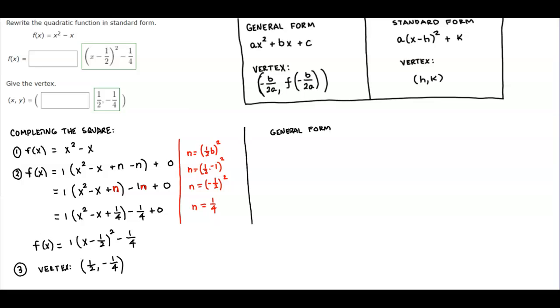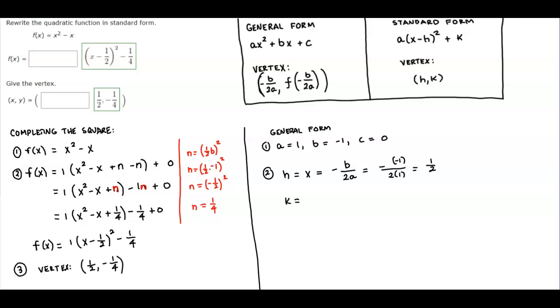Now if we wanted to do the general form, we can look at the fact that in x squared minus x, we know that a is equal to 1. We know that b is equal to -1, and then we know that c is equal to 0. So what we can do is figure out first what is the value of h, and h is equal to the x coordinate, which is -b over 2a. Well, we know that b is -1, divided by 2 times 1. So that's going to give us positive 1/2.